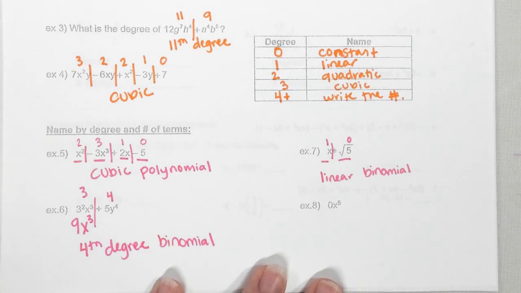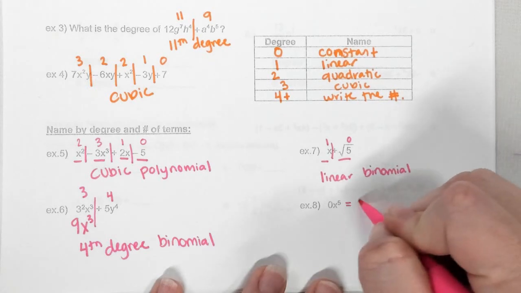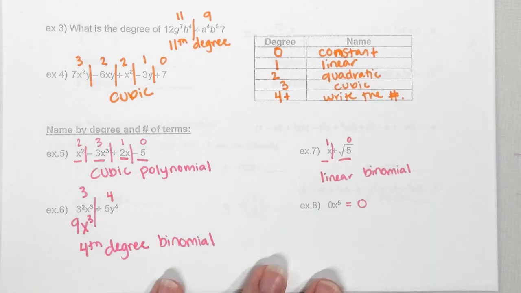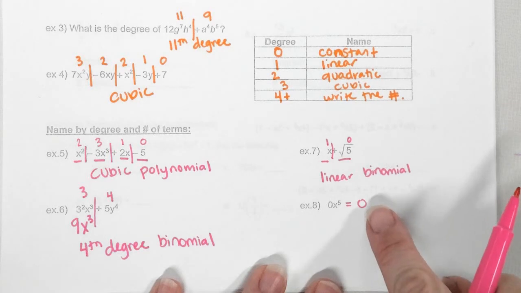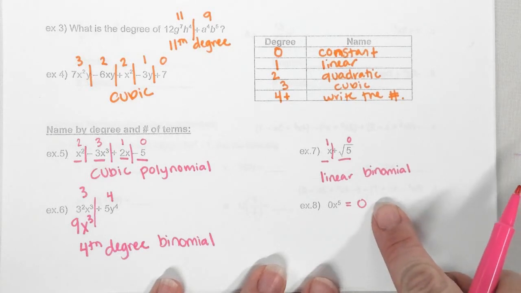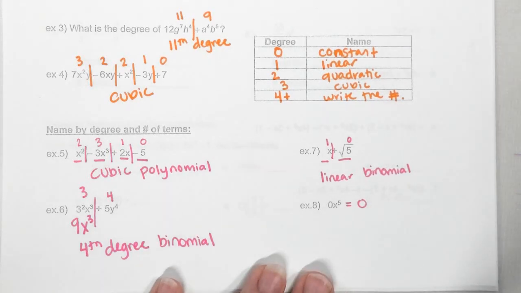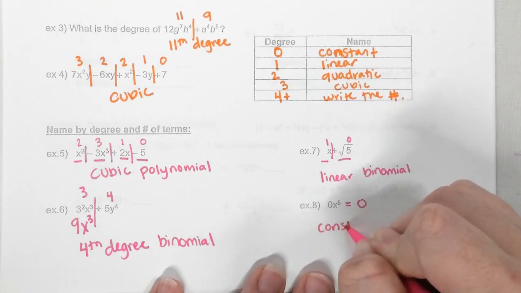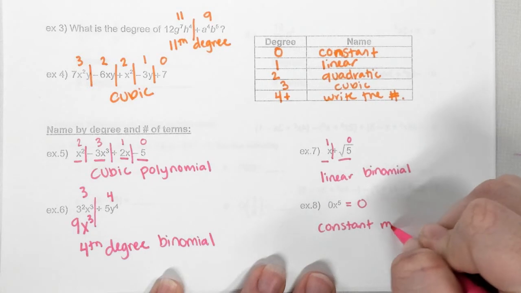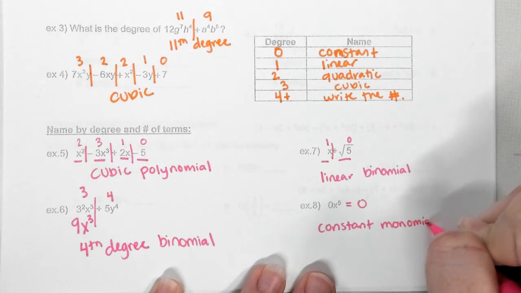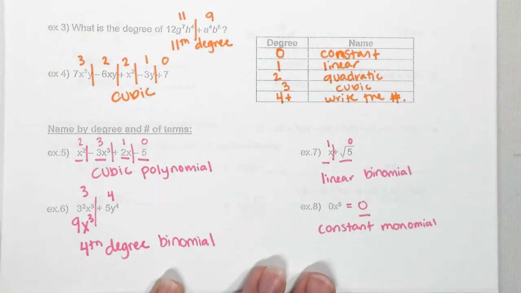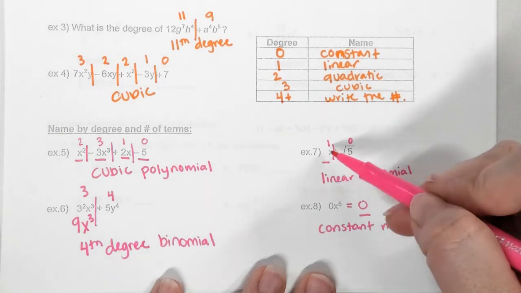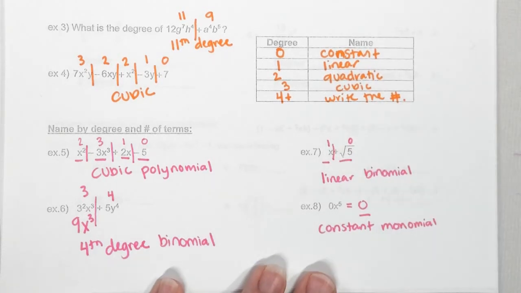Now the last one's kind of another trick one. What's anything times 0? 0. So if I rewrote this as just 0, is it the same thing? So just look at this simplified version. What would you call that? A constant. Monomial. Because there's only... How do you get linear for number 7? Because your highest degree is 1.